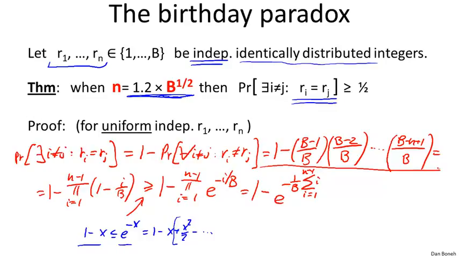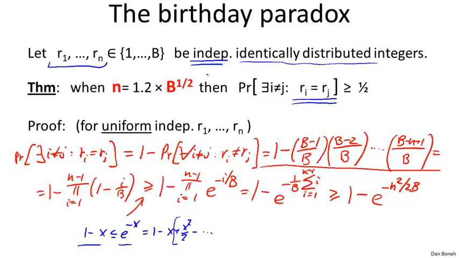Okay, so all I did is I took the minus 1 over b out of the parentheses, and we're left with a simple sum of 1 to n minus 1. And so the sum of the integers from 1 to n minus 1 is simply n times n minus 1 over 2, which I can bound by n squared over 2. And so really what I get at the end here is 1 minus e to the power of minus n squared over 2b. Okay, I literally bounded this sum here by n squared over 2.